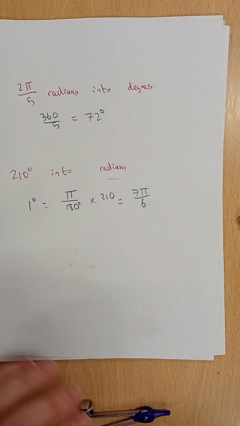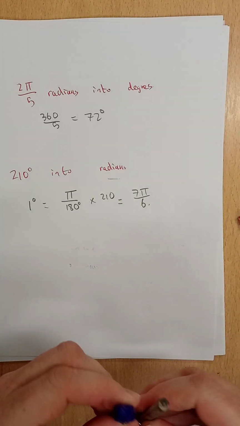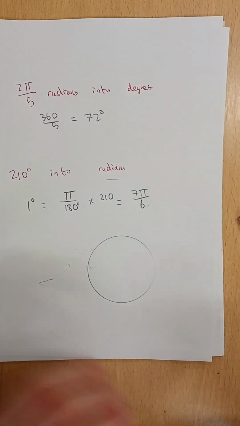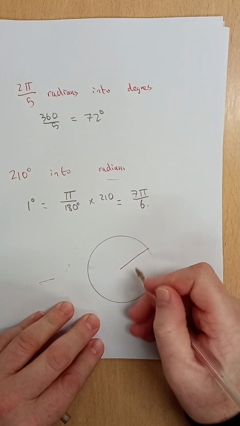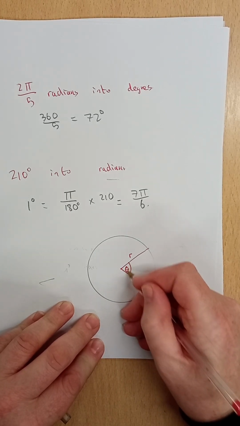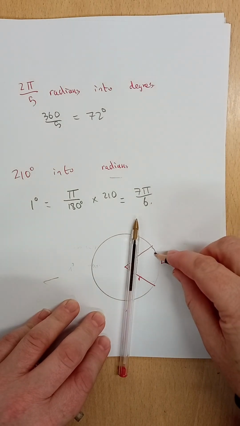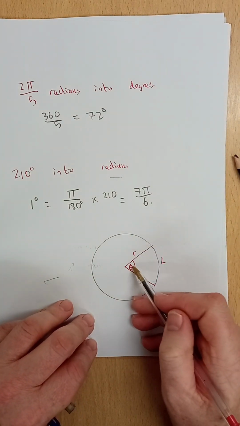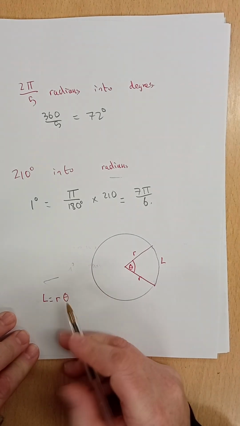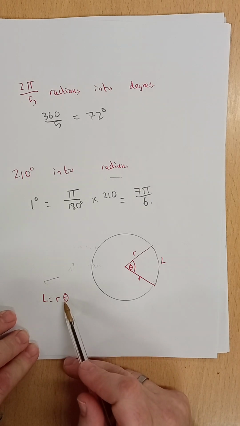Okay, now there are a couple of cool things. You'll see these in your log tables, but if I draw my little circle again, and let's say this is the radius, and let's say that's theta, and that's also the radius, well then the length of this arc, even if it's not a radian, the length of that arc will be equal to the radius times theta, which is really cool, so long as that's in radians.